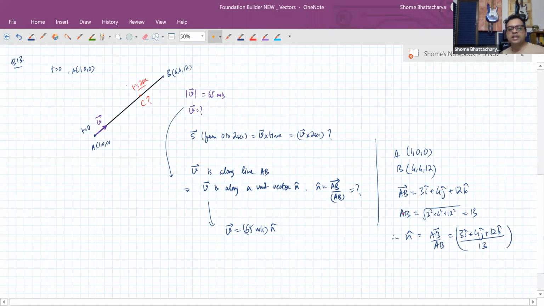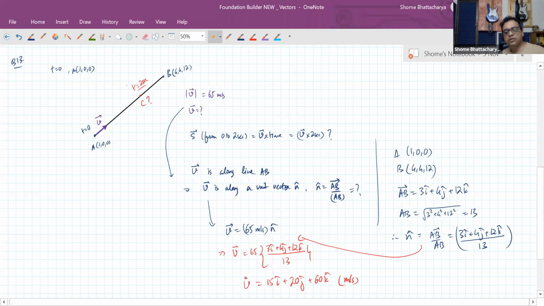Now once I know this n cap, I know that my velocity vector is how much? It is 65 into this unit vector, 3 i cap plus 4 j cap plus 12 k cap, whole thing divided by 13. So 13 fives are 65, so this will become 15 i cap plus 20 j cap plus 60 k cap. Let's say these are in meters and time is in seconds, so this is the velocity vector. So now I've reached up to this step. I've got the velocity vector.